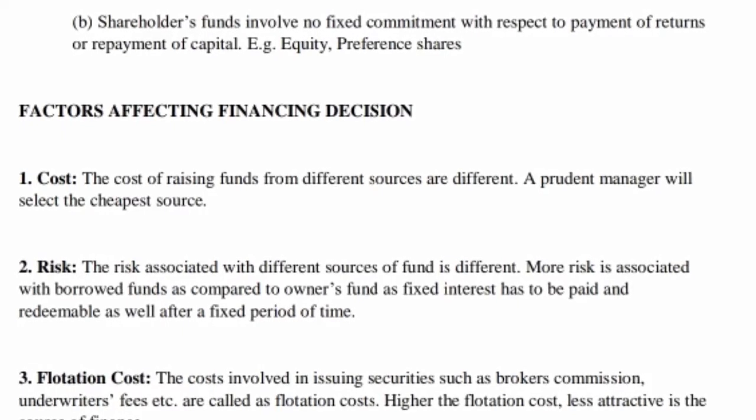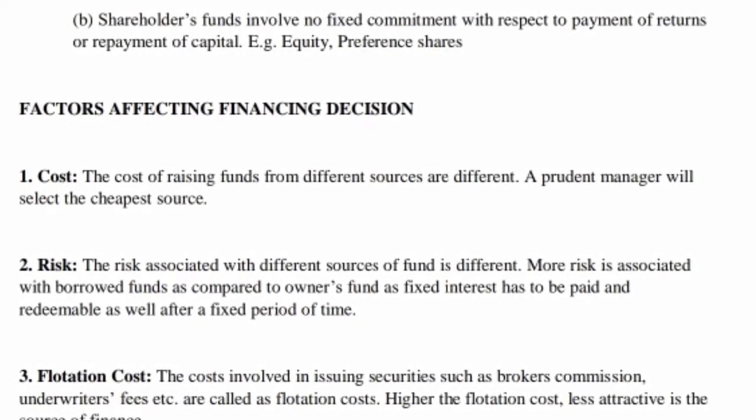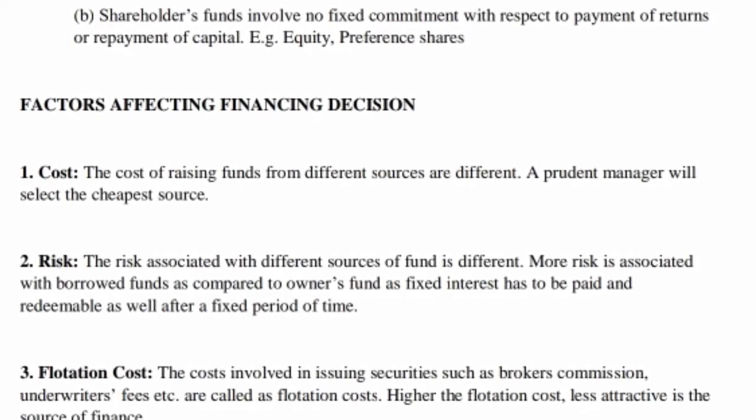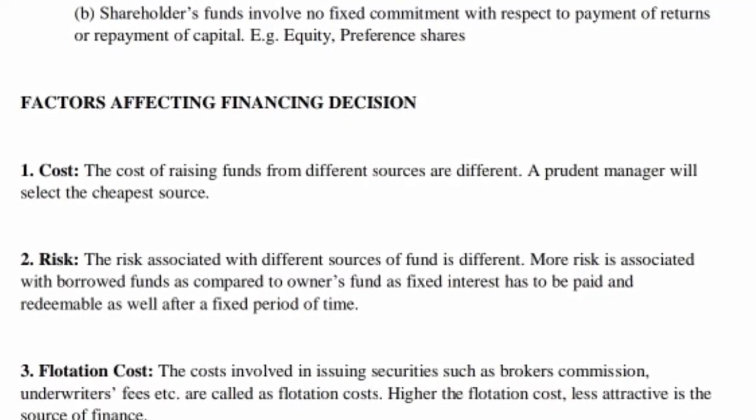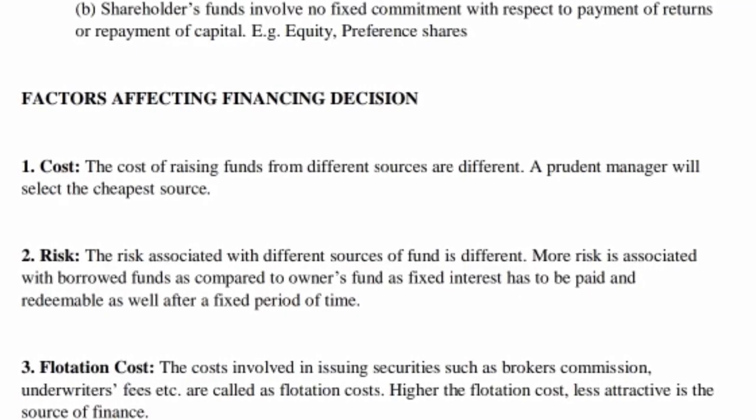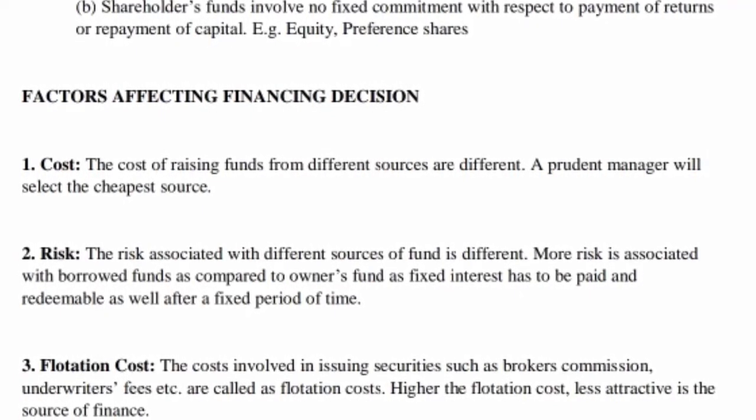Factors affecting financing decision. 1. Cost. The cost of raising funds from different sources are different. A prudent manager will select the cheapest source. 2. Risk. The risk associated with different sources of fund is different.